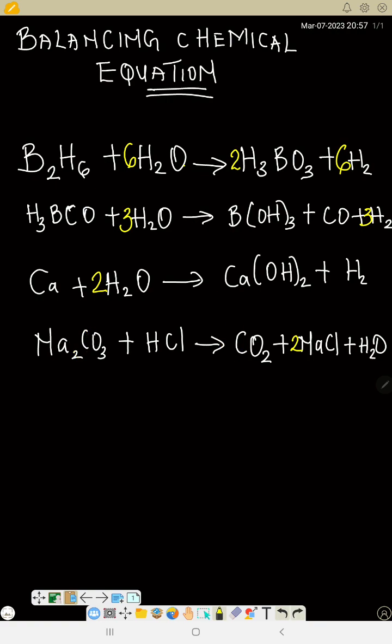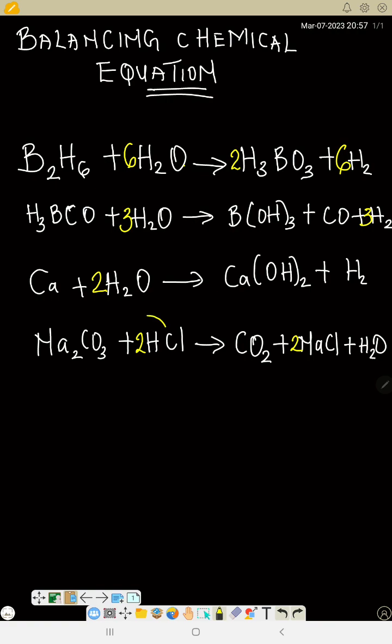So again, I still have chlorine. Consider hydrogen or oxygen last. So I balance hydrogen before oxygen. I have 1 chlorine and 2 chlorine here, because this 2 is affecting it. So 2 chlorine, and I have 1 here. How can I make it equal? I have to put 2 here. So that means chlorine is now balanced. So it remains hydrogen and oxygen.